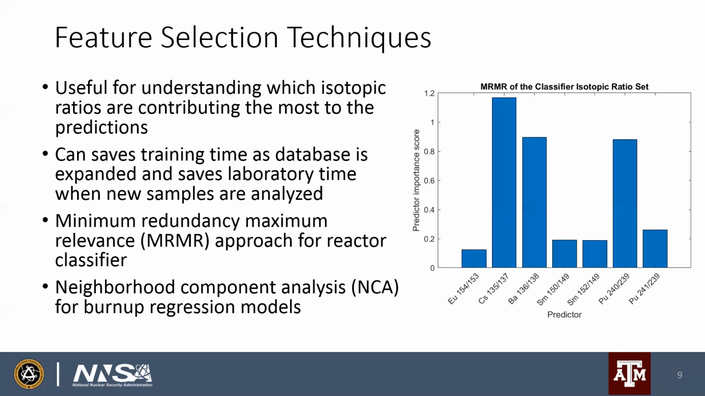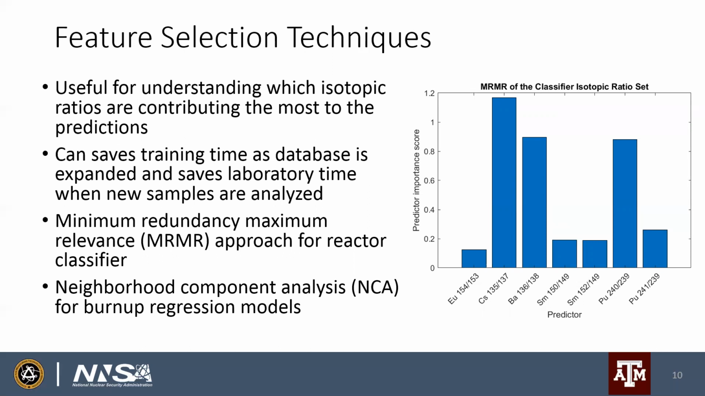So one thing we have started to do is use some feature selection techniques to inform maybe some changes that we might want to implement concerning which isotopic ratios we use. By using feature selection techniques, we can find which ratios are contributing the most to our predictions. And this can save time in training. The fewer predictors you have, the less training time it will take.